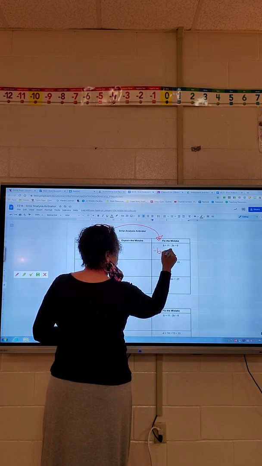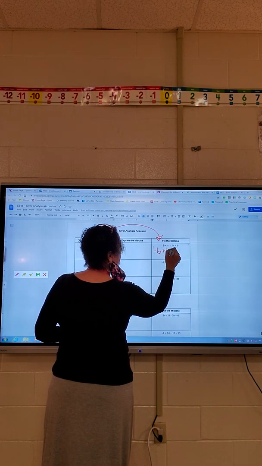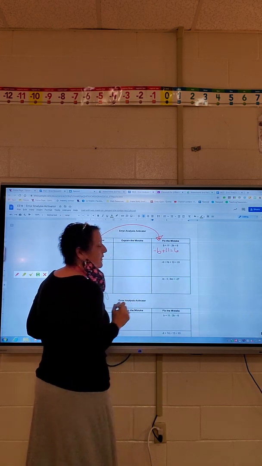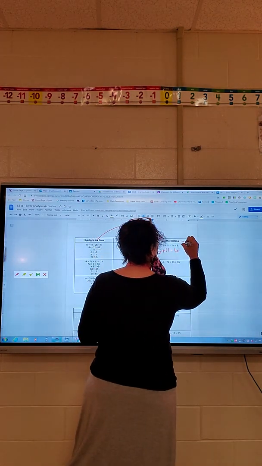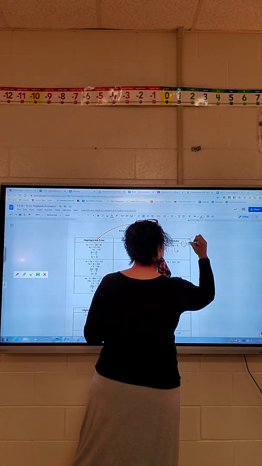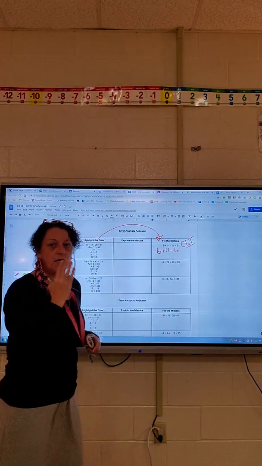Negative b plus 11 equals 6. I'm not going to write all that down again. Negative b plus 11 equals 6. Okay? There's an invisible 1 sitting right there, right? We had to combine like terms. Put a combine like terms.